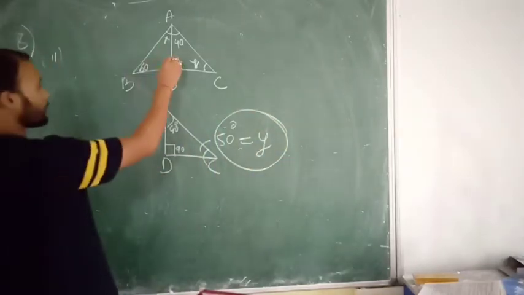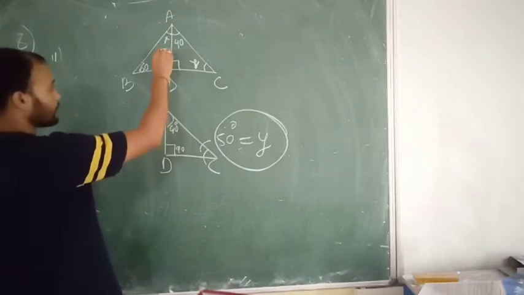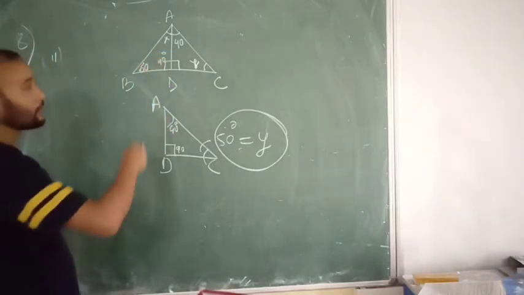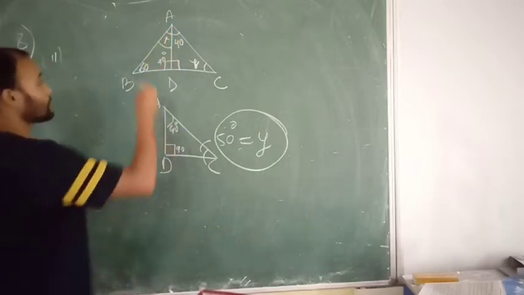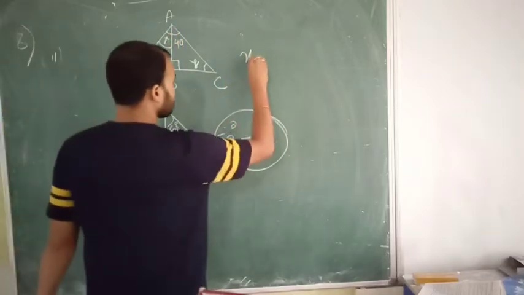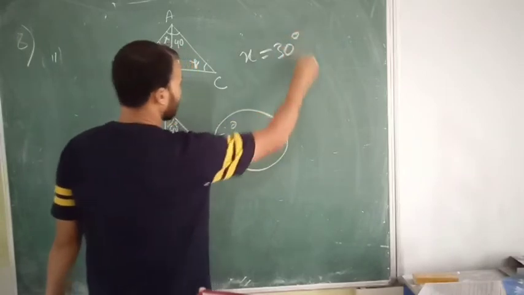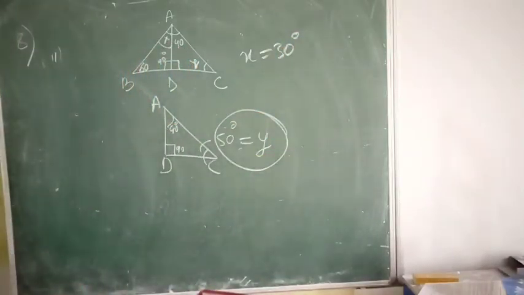Here is C. This will be 90 degree. 90 plus 60 is 150. How much is left? 30 is left. So X will be 30. Fine. This is the way we do this.